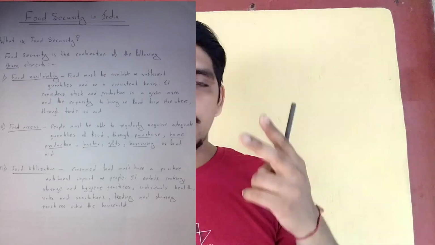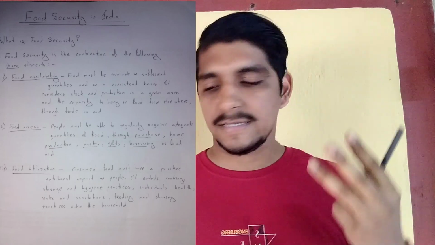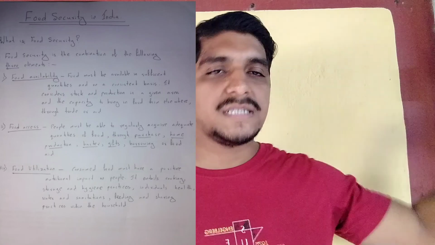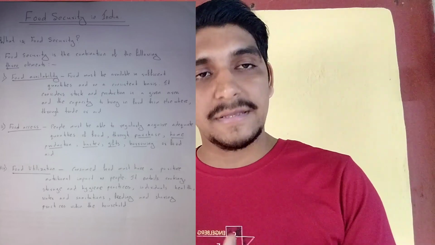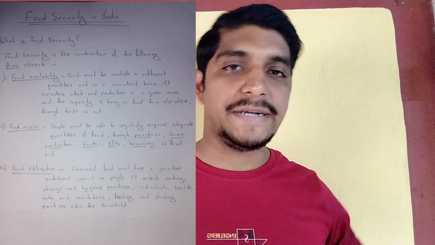So the first two points are over. First is food availability, second is food access. Now the third is food utilization. Suppose you have gone to the market and purchased the food, but you don't know how to utilize it. This is also a very bad thing. You must know the utilization of food, otherwise the food will get destroyed or damaged.